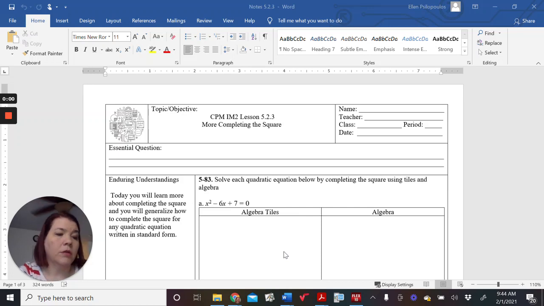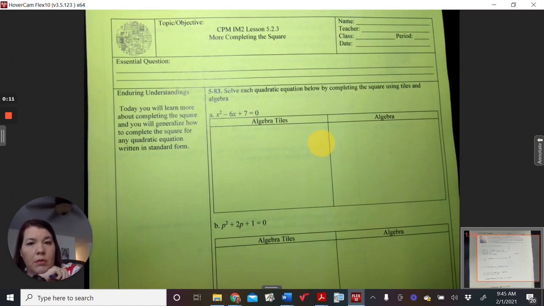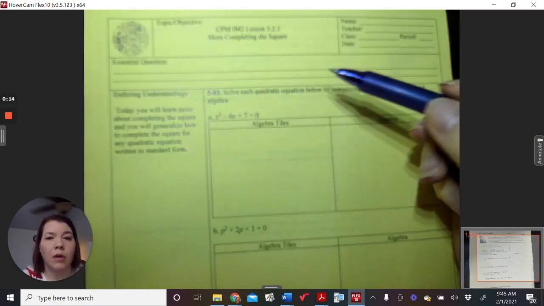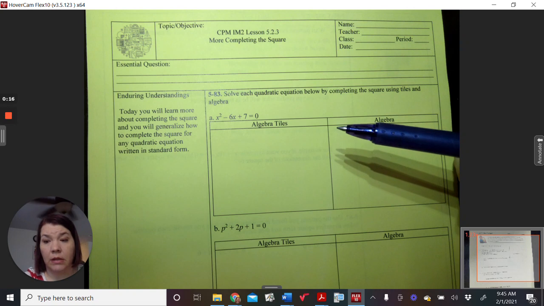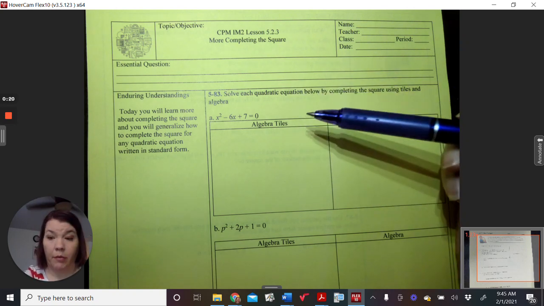This is Math 2, Lesson 523. We're going to be completing the square in this lesson. We're going to figure out, we're just going to practice what we did in class today, on Monday or Tuesday, February 1st or 2nd.